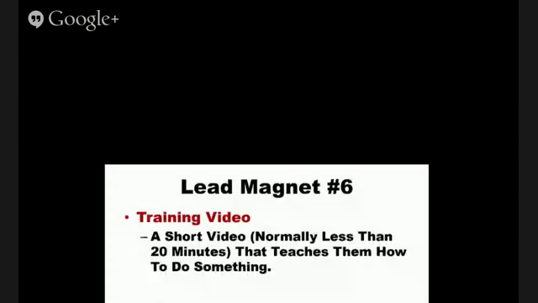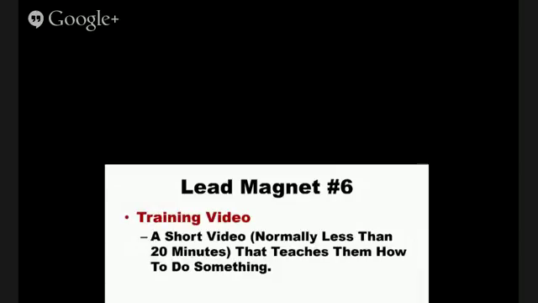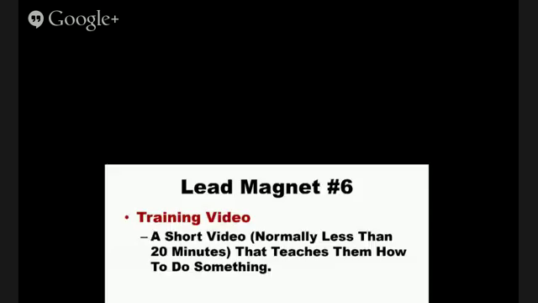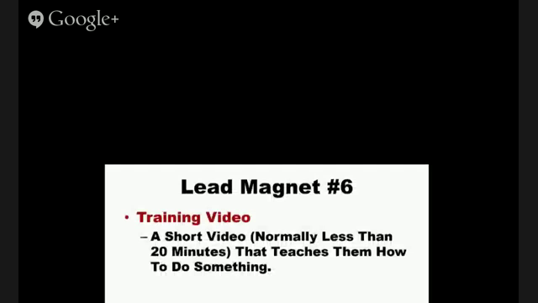Lead magnet number 6, training video. A short video, normally less than 20 minutes, that teaches them how to do something. I learned the hard way that you shouldn't give 60 to 70-minute videos away as part of your pre-launch sequence. After 3 or 4 of them, or 6 or 7 pre-launch videos, each 60 minutes long, when you go to ask them to buy, people say, man, I haven't even watched the first 5 videos. I've got 5 hours' worth of content to go through.